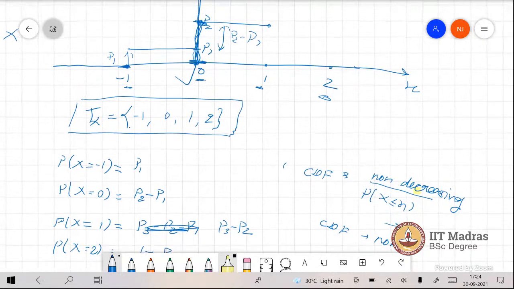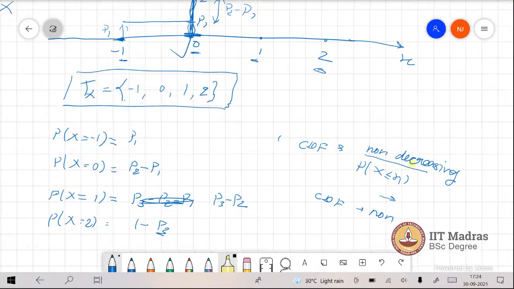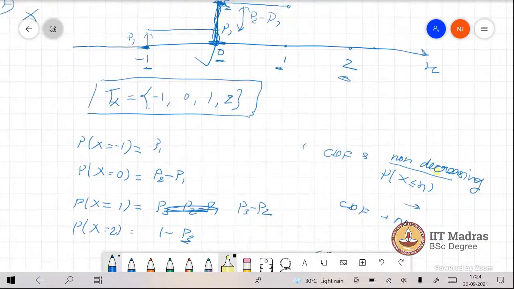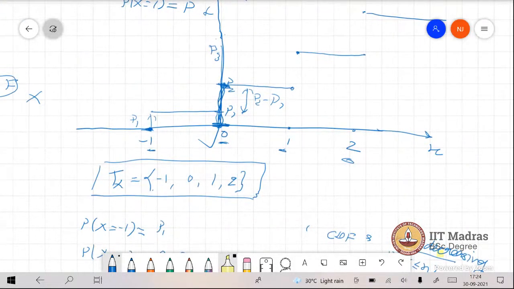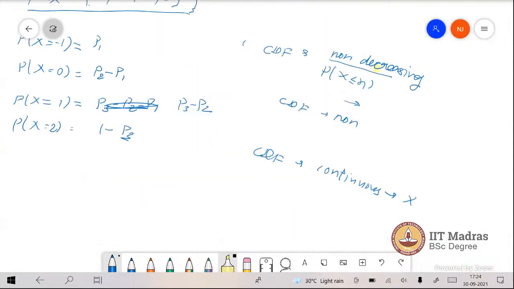Is it always continuous? No, it need not be continuous. Just look at this example. Here it is not continuous; a jump occurs. So the CDF need not be continuous. It can be continuous, but it need not be.